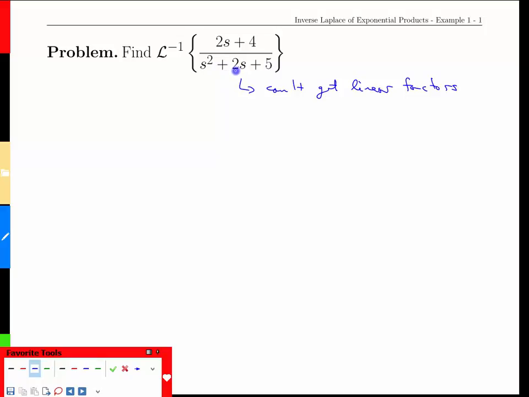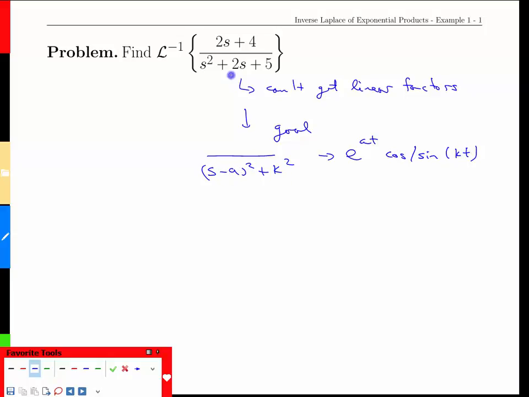However, we've seen some inspiration with the exponential times sine and cosine. If we can make this look like, as a goal, something over (s minus a) squared plus k squared, then we're going to be in business, because that transforms, because of the s minus a, to an exponential. And then we have the k squared. It could be either a cos or a sine of kt on top. So let's see how that plays out.